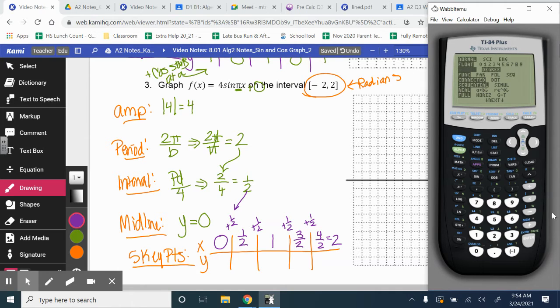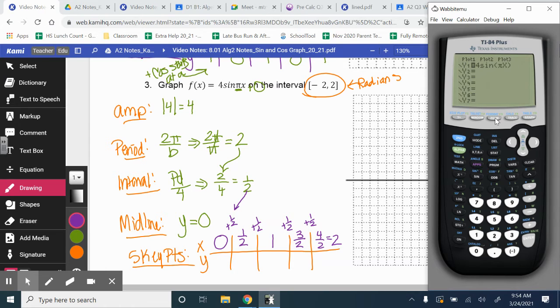So I'm in degree mode now, so I need to switch it back. Go back to your y equals. You're typing in 4 sine, and your pi is over here on the caret key, x. Oops, I did alpha by accident. Second pi x. Both of those should go in the parentheses, and that's really important.